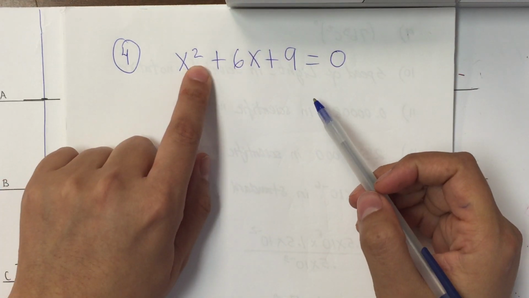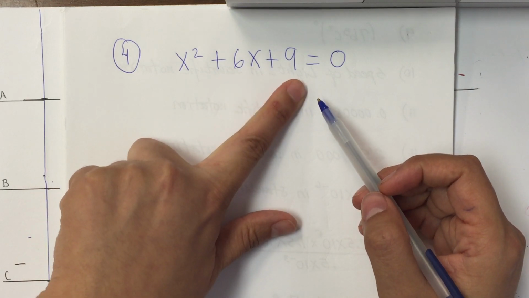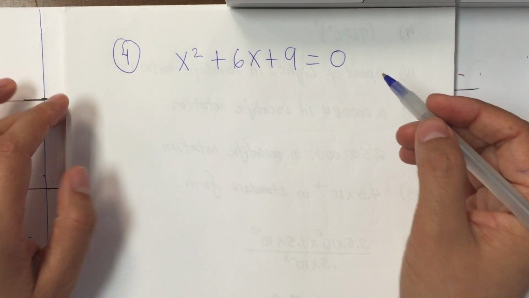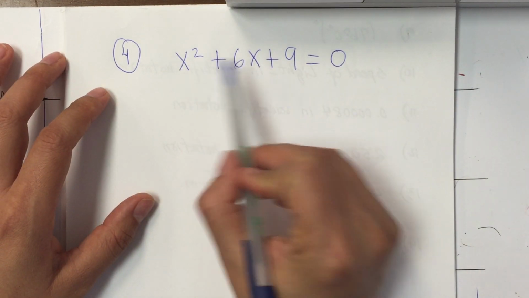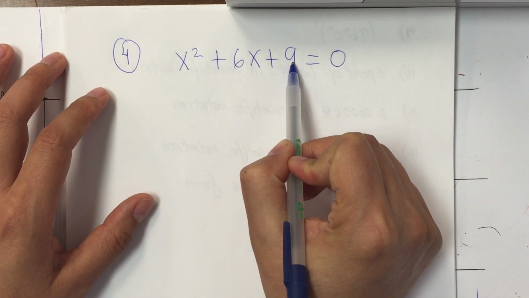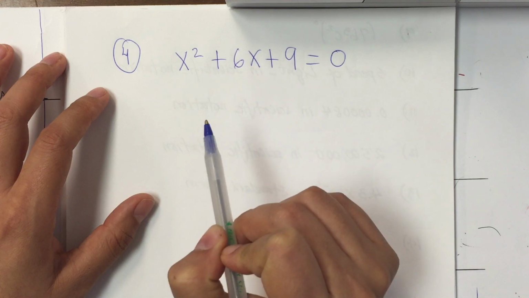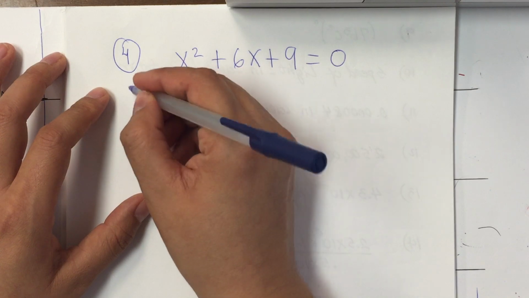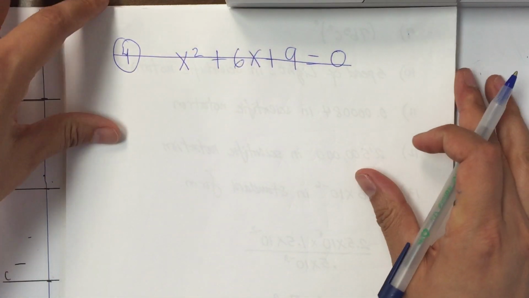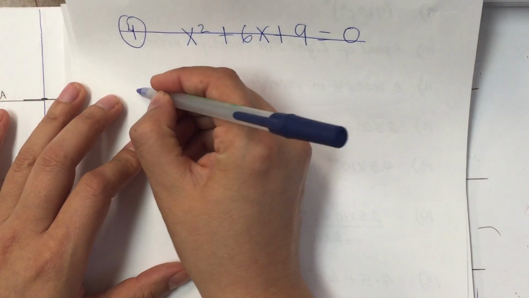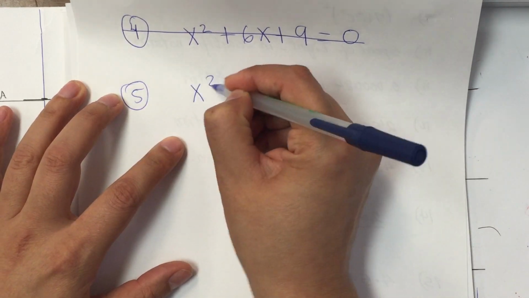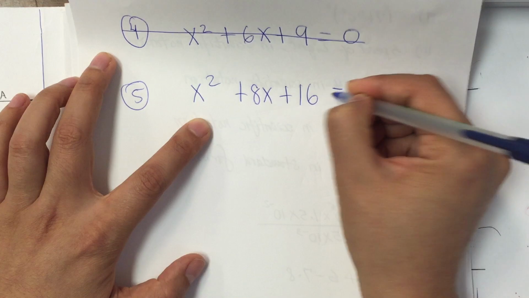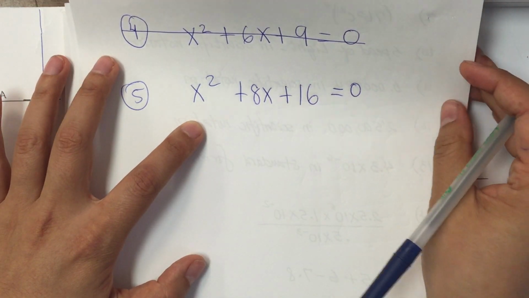Okay, the next one is x squared plus 6x plus 9, and perfect square. Whoops, I just copied the last one. I'm so sorry. So let me cross that out. So the next example is x squared plus 8x plus 16 equals 0.